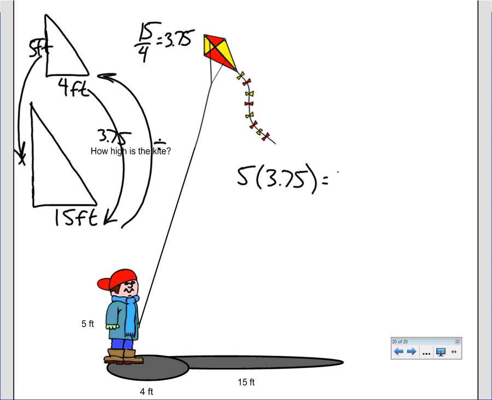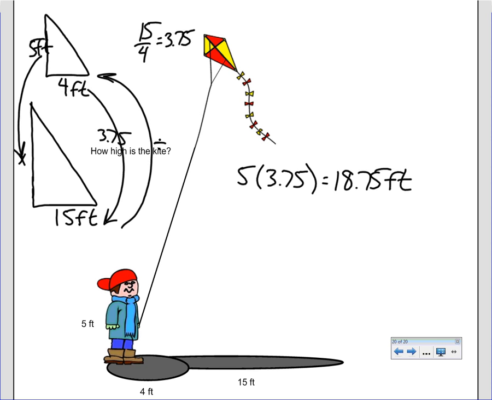His kite is 18.75 feet high in the air. So my scale factor from 4 to 15 was 3 3/4. So that must mean my scale factor from 5 to x was also 3 3/4.